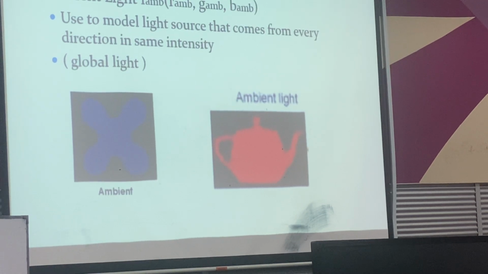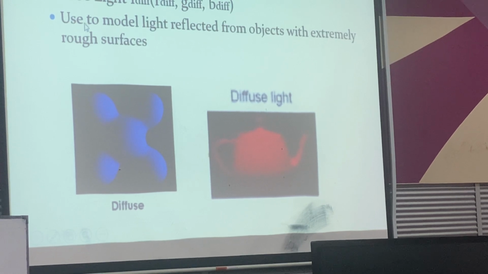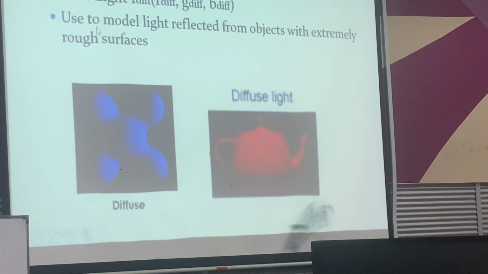After you apply your ambient lights, then you go for diffuse light. Same thing: the intensity of your diffuse lights, you define with your red, green, blue values. It is used to model the light source reflected from an object with an extremely rough surface, and the light will reflect evenly in all directions.